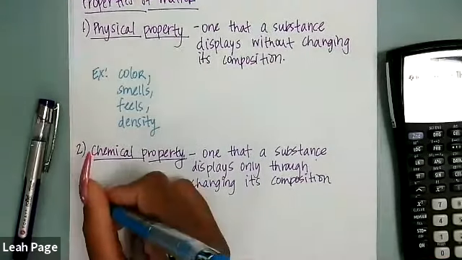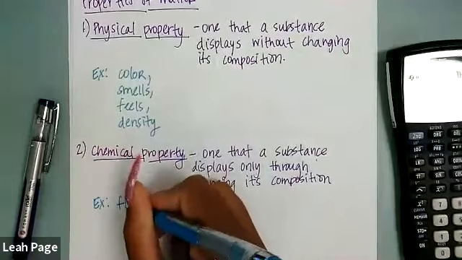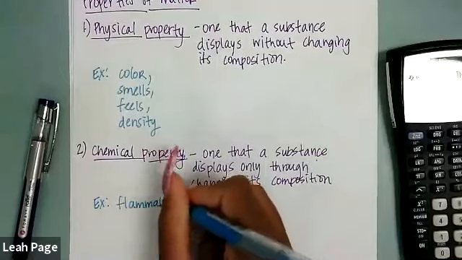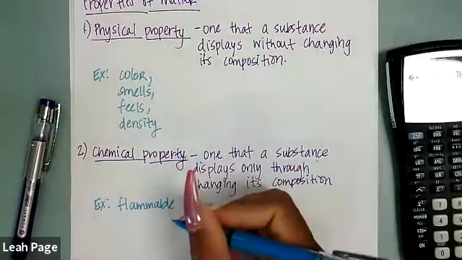So for instance, if I want to say that something is flammable, or we describe its flammability, basically it's if it can catch on fire or not. The only way we can know if it catches on fire or not is after it catches on fire. So that's the difference between a chemical property and a physical property.